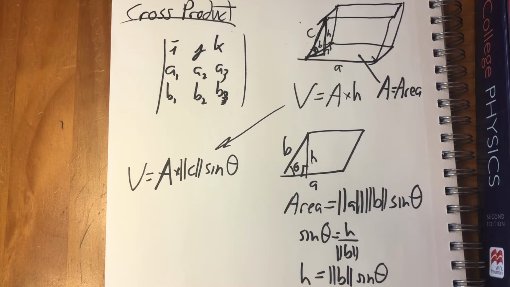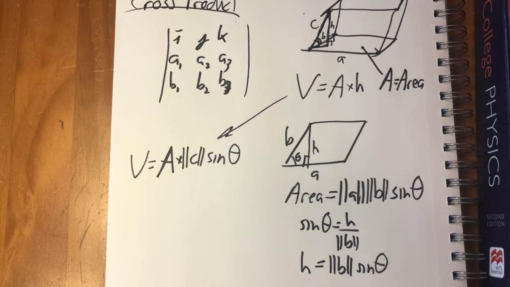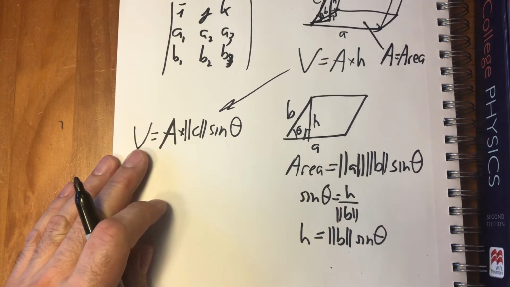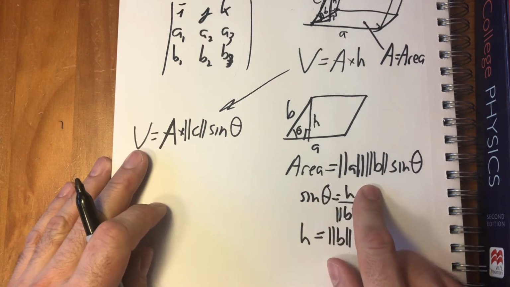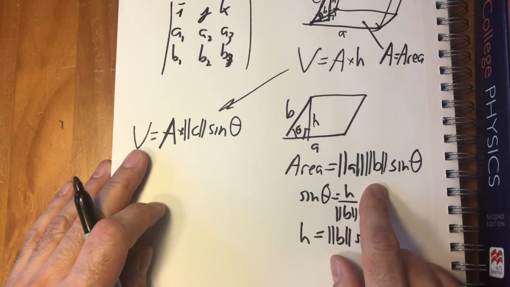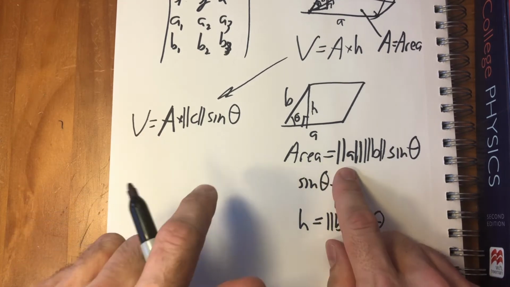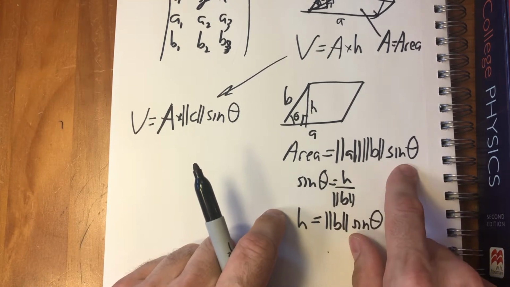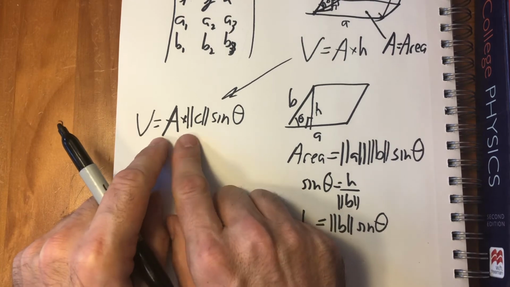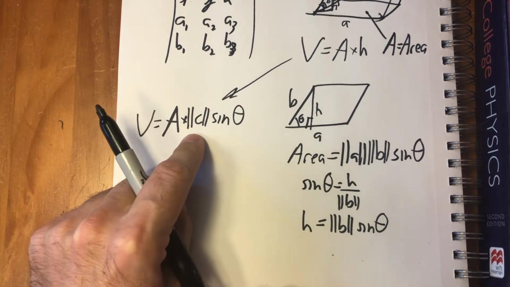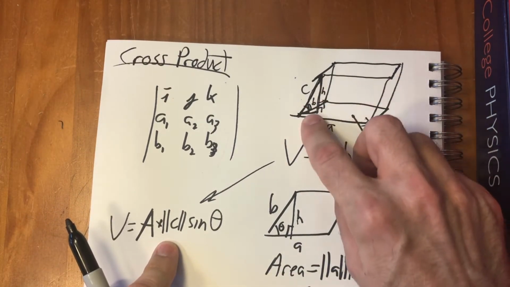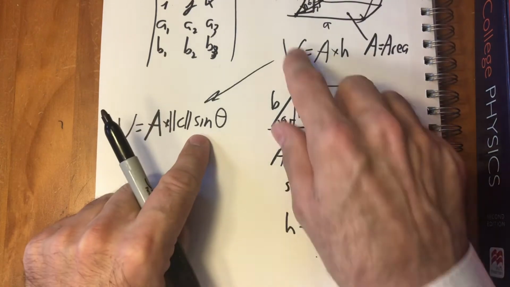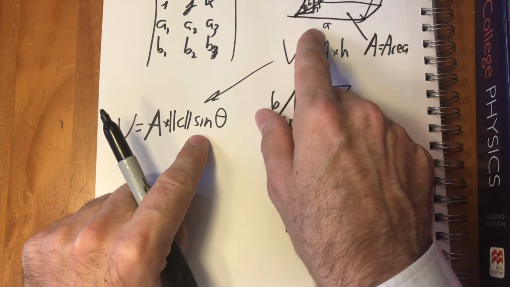So that is virtually identical to the area equation, right? We had the base times the hypotenuse times sine theta. Here we have the base again, which in this case is the area, times the hypotenuse again, which is C, times the sine of the angle theta.